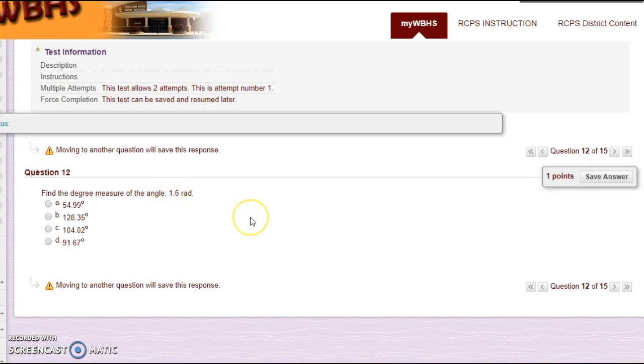radians to degrees, especially if I'm giving you an area of a sector problem, and our formula is in degrees. So if I tell you the angle in radians, you need to convert that first. And I'm mentioning that because that is a question on your test.